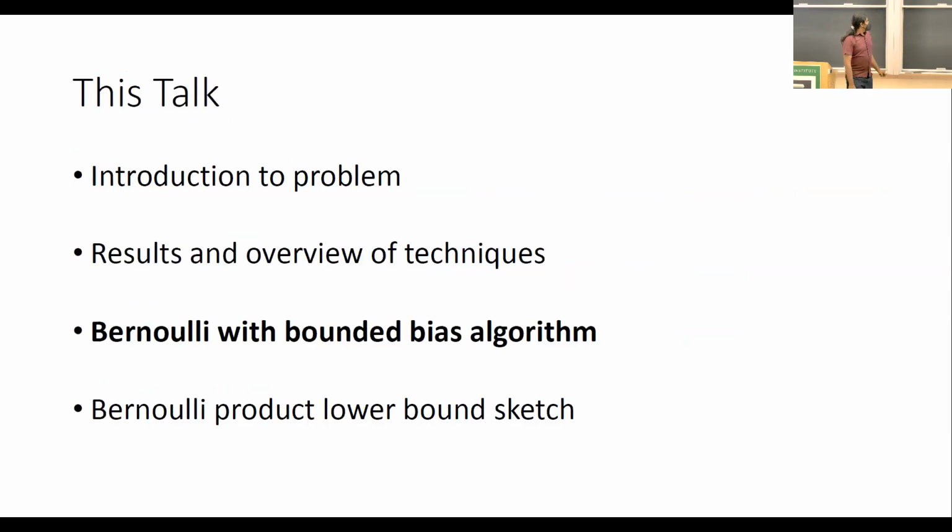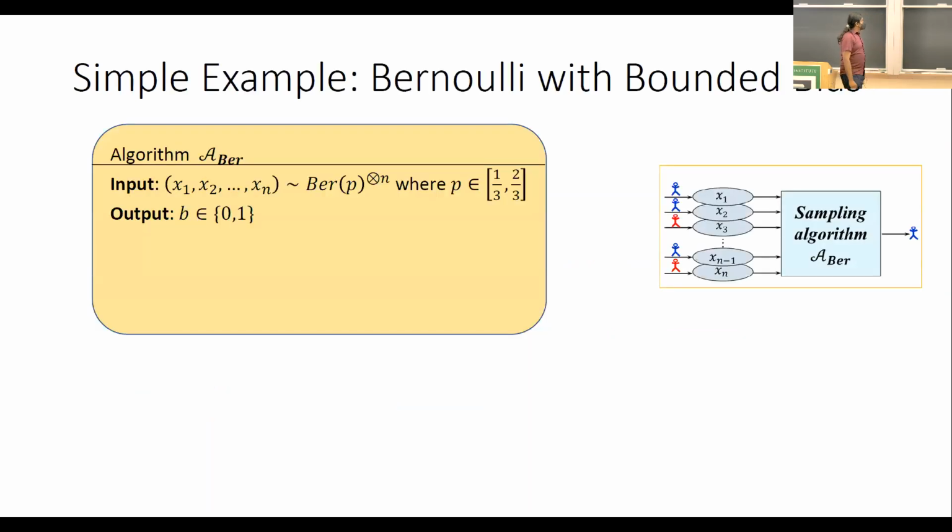Okay, so first to tell you about our upper bound and how it works. We're going to consider a Bernoulli with bounded bias. We're not going to think about the dimension D. We're just going to set the dimension D to be 1. So your input is just going to be n independent samples from a Bernoulli with parameter p, where we restrict p to be between 1/3 and 2/3. And we want the output to just be a single sample, which is distributed roughly correctly.